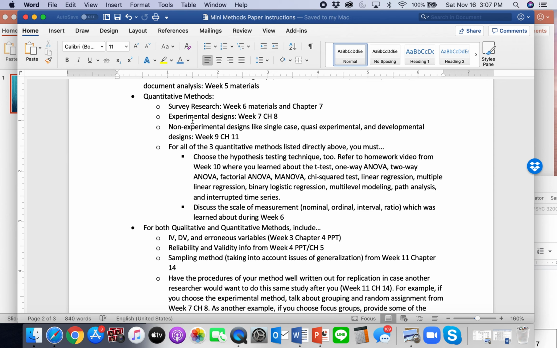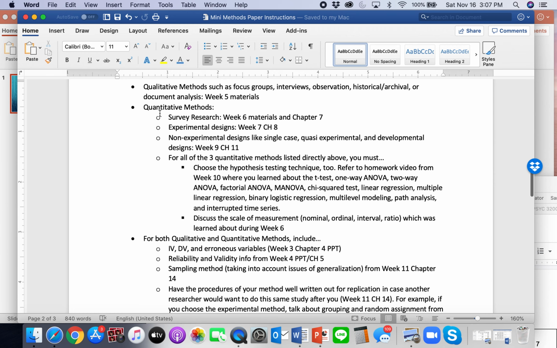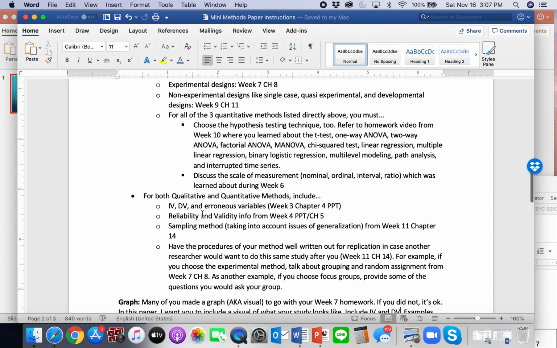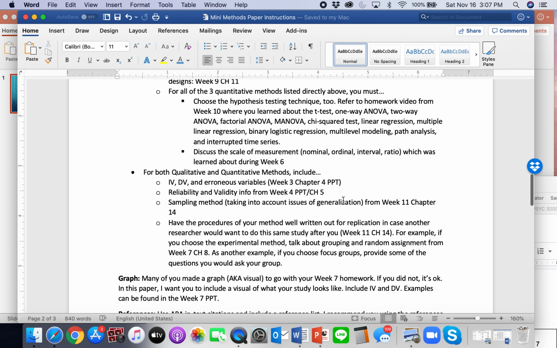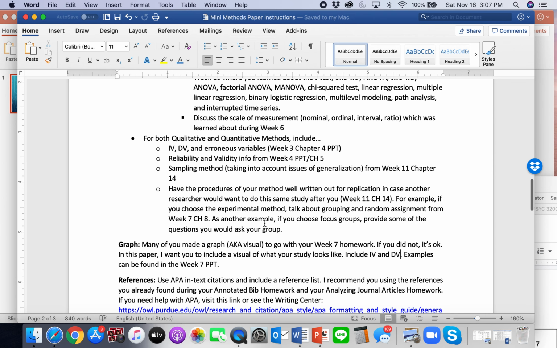Also, for these three, be sure to discuss the scale of measurement, which we learned about during week 6. For both qualitative and quantitative, you would also need to include these: IV, DV, and erroneous variables. That was covered during week 3, chapter 4. Reliability and validity was during week 4, chapter 5. The sampling method, including issues of generalization, was in week 11, chapter 14.